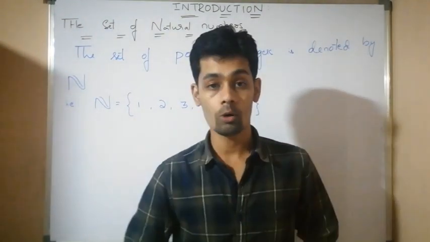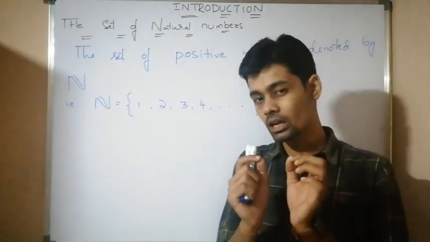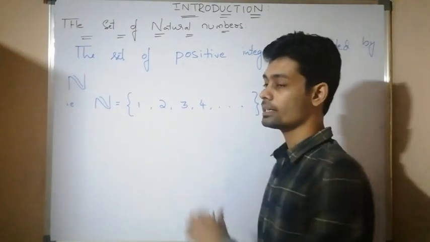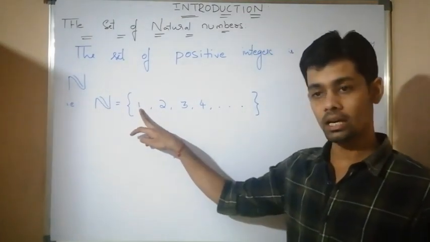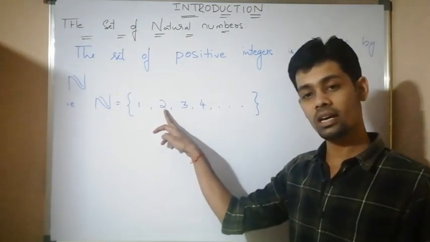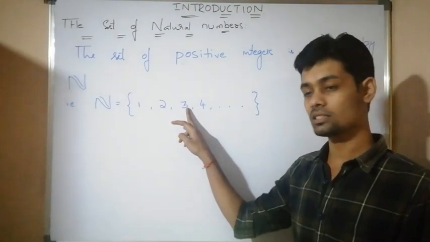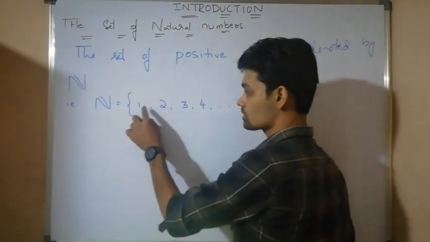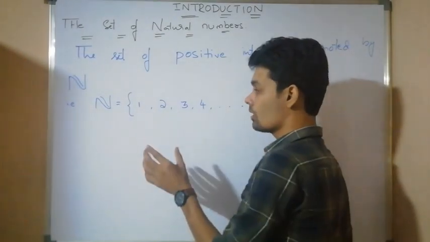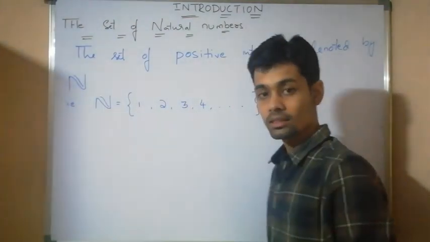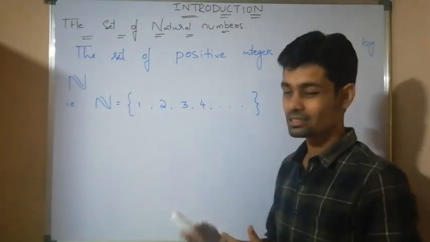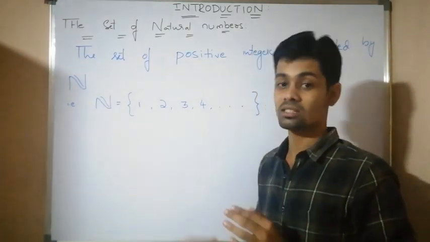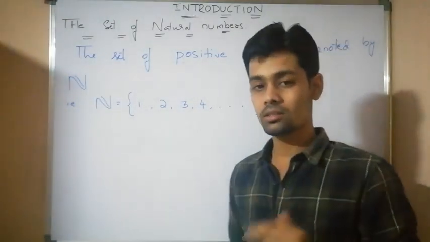Now, the second property says that whenever any number belongs to set N, then its next number, that is its successor, also belongs to N. Whenever 1 is there, its successor 2 is also there. Whenever 2 is there, its next number 3 is also there. Whenever 3 is there, its next number 4 is there, and so on. What is the successor? 2 is the successor of 1 because 2 is the next number. Whenever n belongs to capital N, then n plus 1, that is its successor, also belongs to N. If 5 belongs to N, then 5 plus 1, that is 6, the successor of 5, belongs to N. This is the second property.